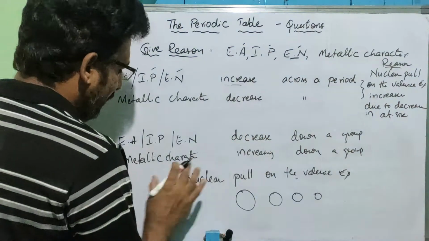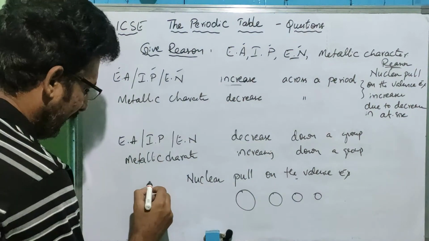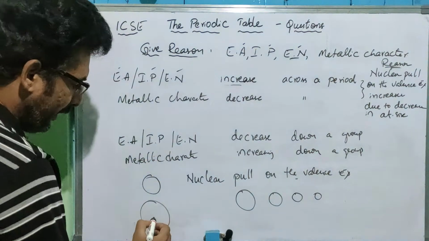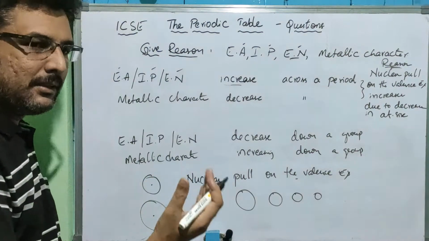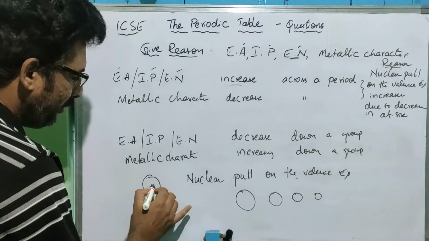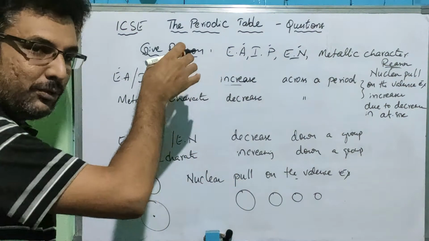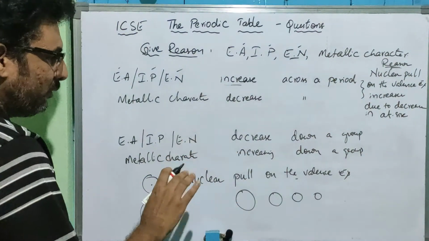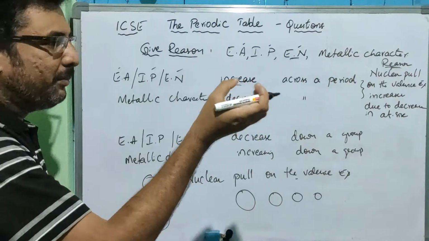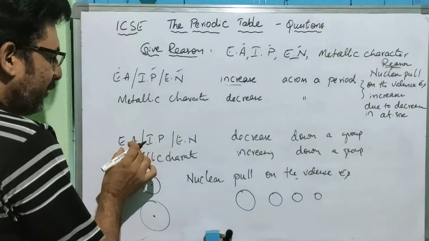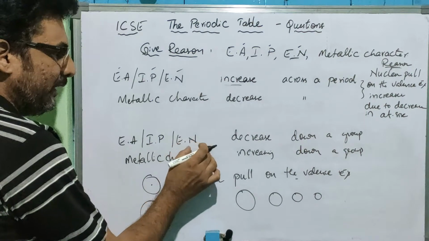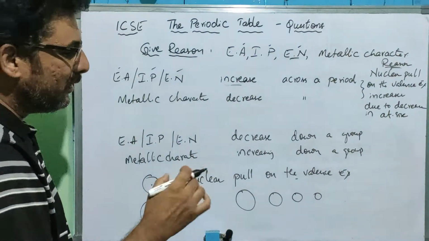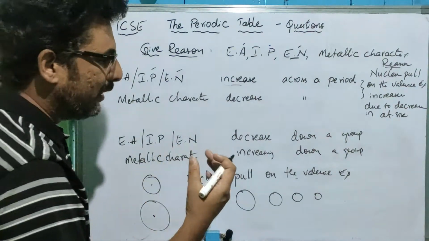Coming to down the group, what happens? The atomic size will be increasing because the number of shells will be increasing. So atomic size or atomic radius will be increasing. Then the nuclear pull on the valence electrons, as you move from top to bottom, will be decreasing, so the attraction on the electrons will be decreasing. That's why electron affinity, ionization potential, and electronegativity will decrease down a group, whereas the metallic character will increase, because metallic character is the tendency to lose electrons.